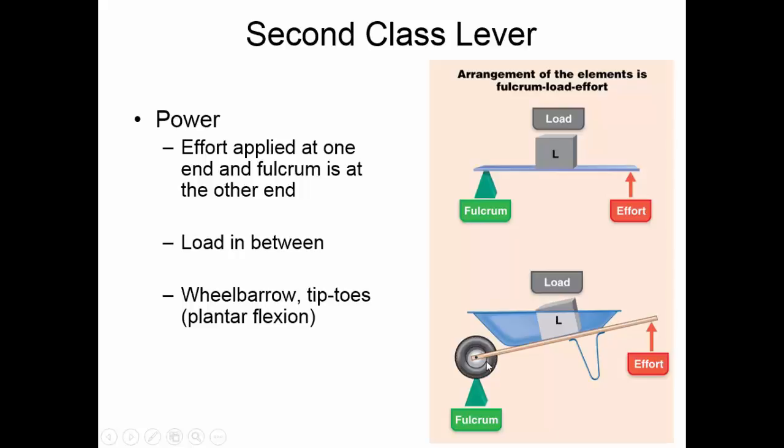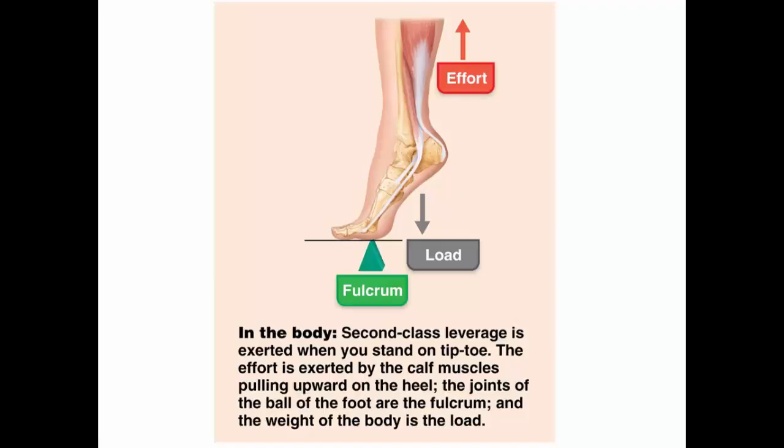There are not very many examples of this in the body, but one example is standing on tiptoes. Here, the fulcrum is going to be the joints between the phalanges and the metatarsals. Your load is the weight of your entire body, and the effort is exerted primarily by your gastrocnemius muscle. This is a very powerful type of lever because you lift the weight of your entire body.